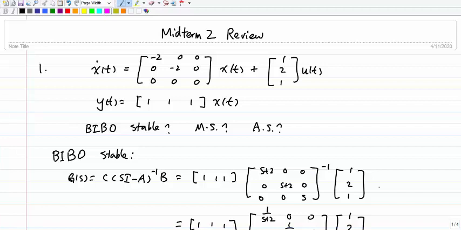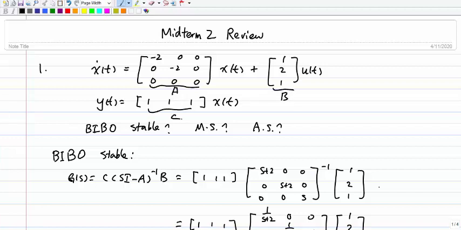Okay, so the linear time invariant system given is as follows: I have x dot of t which is equal to the matrix 0 0 0, 0 -2 0, 0 0 -2. So this is a matrix. You can consider this as a matrix A. This is B. And this is C.